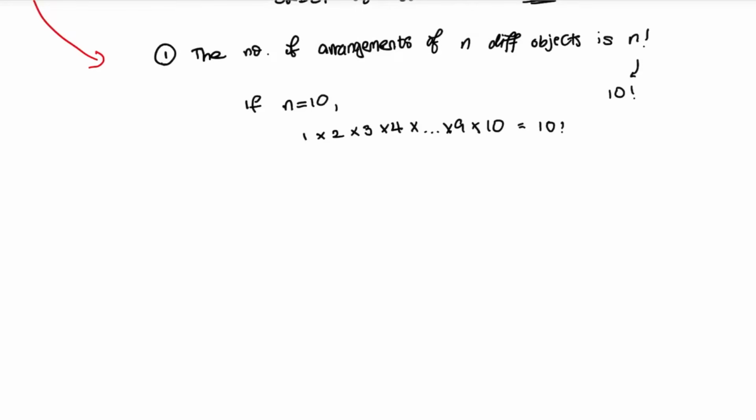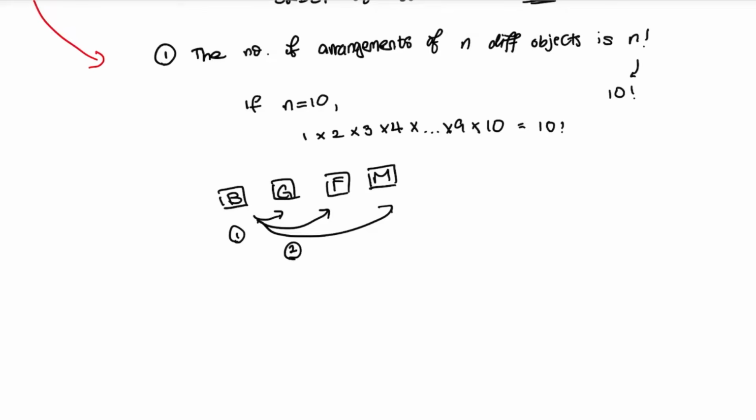So that's the first key result. Think of it as, let's say there's a boy over here, a girl, a father, and a mother. In this case, they can stand in 4 different positions. The girl can come first, followed by the boy, the father, the mother. But each one of them can stand in a specific position. For example, the boy can stand in this position, this one, or this one as well. So he has the first position, the second position here, the third position here and the 4th position here.